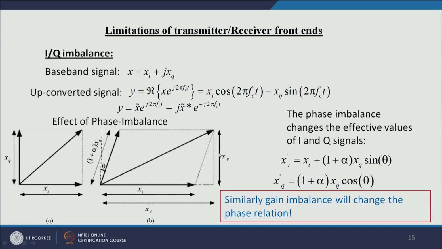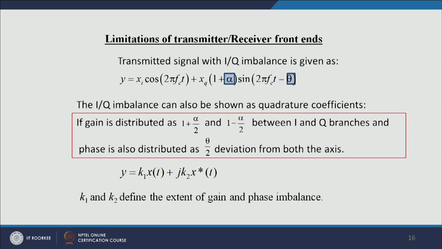So, basically it is not alpha, we will say 1 plus alpha by 2, and it will have 1 minus alpha by 2. In this way the gain imbalance is still a total of alpha. Similarly, theta will not be theta from here, it will be theta by 2 from here, and this vector will also have theta by 2. By doing this derivation, we can see that the output in the time domain, the y, can be given as k1 x(t) plus j k2 x conjugate(t).